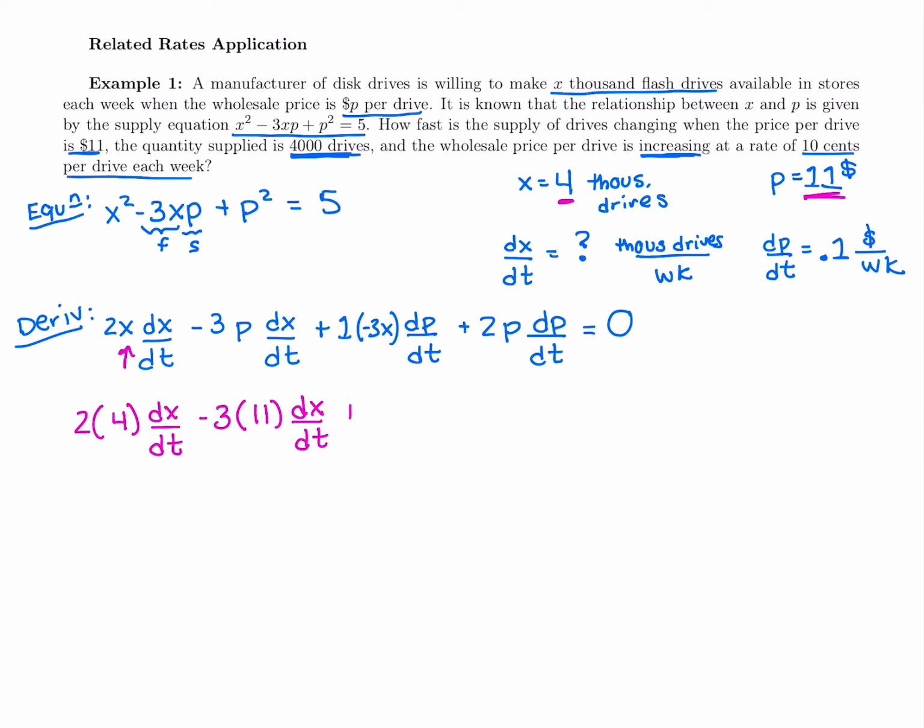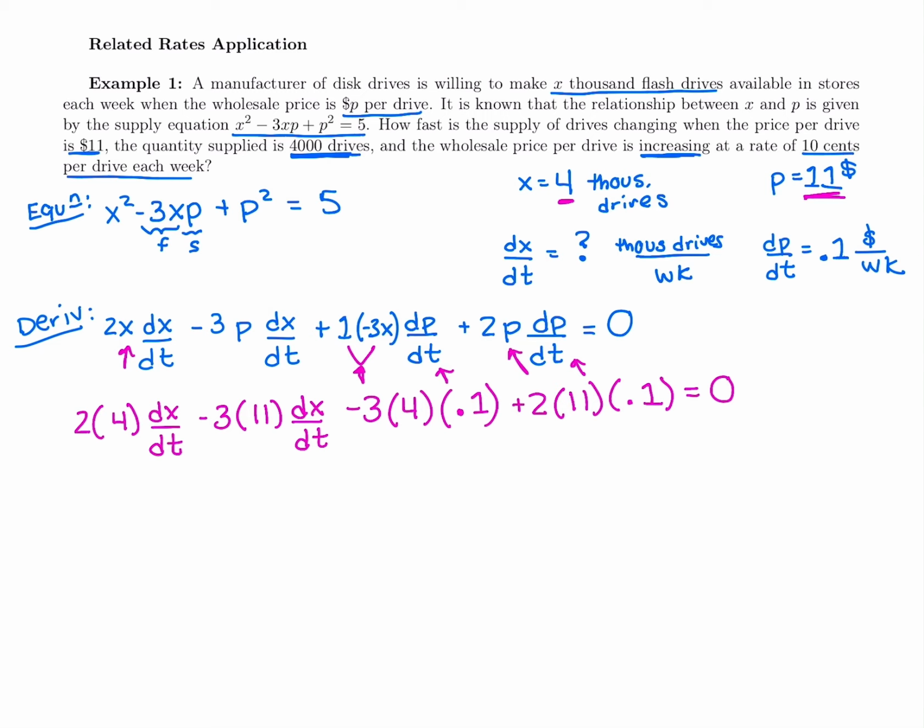Then we have 1 times negative 3, which is really just going to be negative 3. When we combine those two numbers, 1 times negative 3 is negative 3, times my x value, which is 4. That stands for 4,000 drives. And we also know dp dt is a positive 0.1, increasing our price by 10 cents per week. And then we have plus 2 times our p, which is $11, times another dp dt, which is 0.1, equals 0.